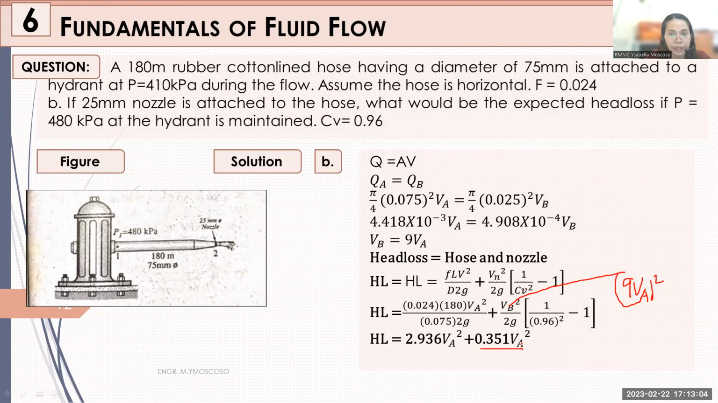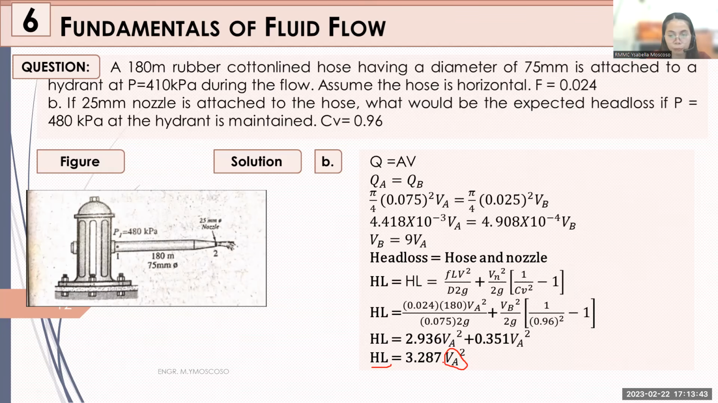And this is no longer VA. This is no longer VA kasi pinalitan mo na yung value ng VB by 9VA. Therefore, you have 0.351 VA squared. I hope I am making sense. Okay? Therefore, to conclude, you have head loss is equal to 3.287 times VA squared. Ibig sabihin, makukuha lang natin yung value ng head loss ninyo na tinatanong sa letter B if malalaman natin kung ano yung value ng velocity at point A ninyo.